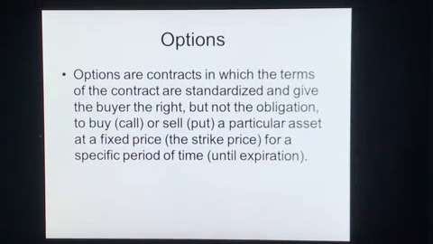Options are contracts in which the terms of the contract are standardized and give the buyer the right but not the obligation to buy or sell a particular asset at a fixed price for a specific time period. So basically, options are those financial assets, those contracts which give a right to the holder of this option contract to either buy or sell in a specific future time period. It is called the option.